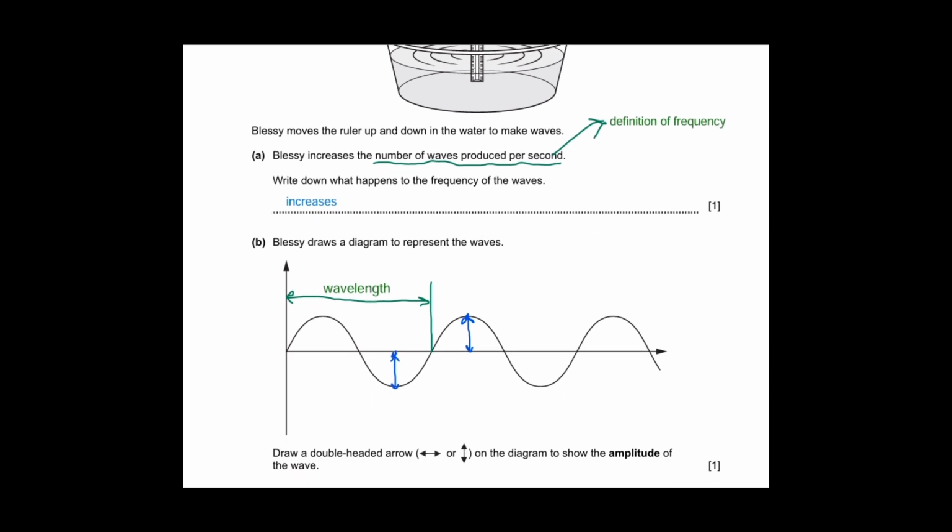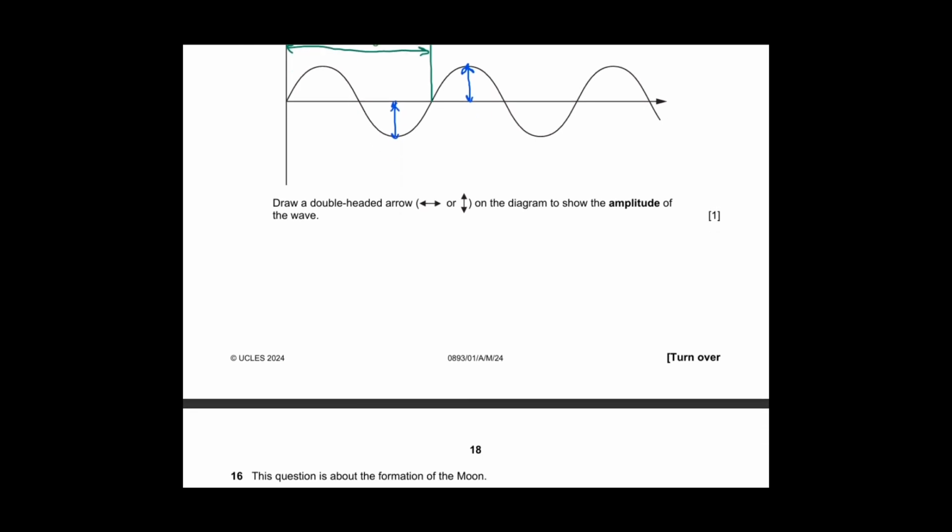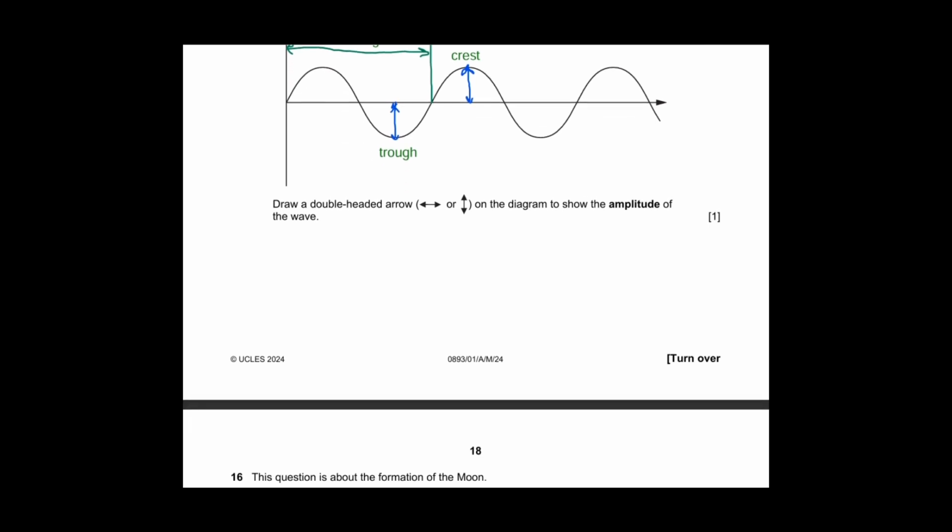Okay? So the next question is about the diagram of a wave. We are meant to put that arrow to identify the amplitude. So amplitude is either the crest or the trough, as you can see in that diagram. The upper displacement from the mean position is called the crest, and the lower displacement from the mean position is called the trough. So let's get used to these terms and remember them.